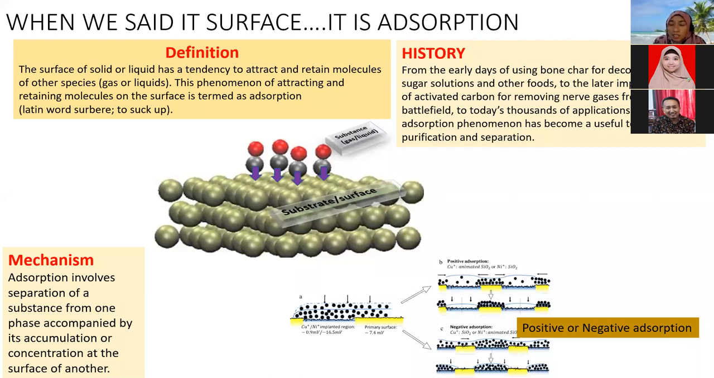The higher the technology of the instrument, the thinner the surface that you can measure. So this is positive or negative adsorption. There are two types of adsorption here in terms of molecules at the surface. Remember, adsorption involves attracting and retaining molecules on the surface. If the concentration of molecules at the surface is higher compared to the bulk, this is what we call positive adsorption. But if the concentration of molecules in the bulk is higher than at the surface, then we call it negative adsorption.